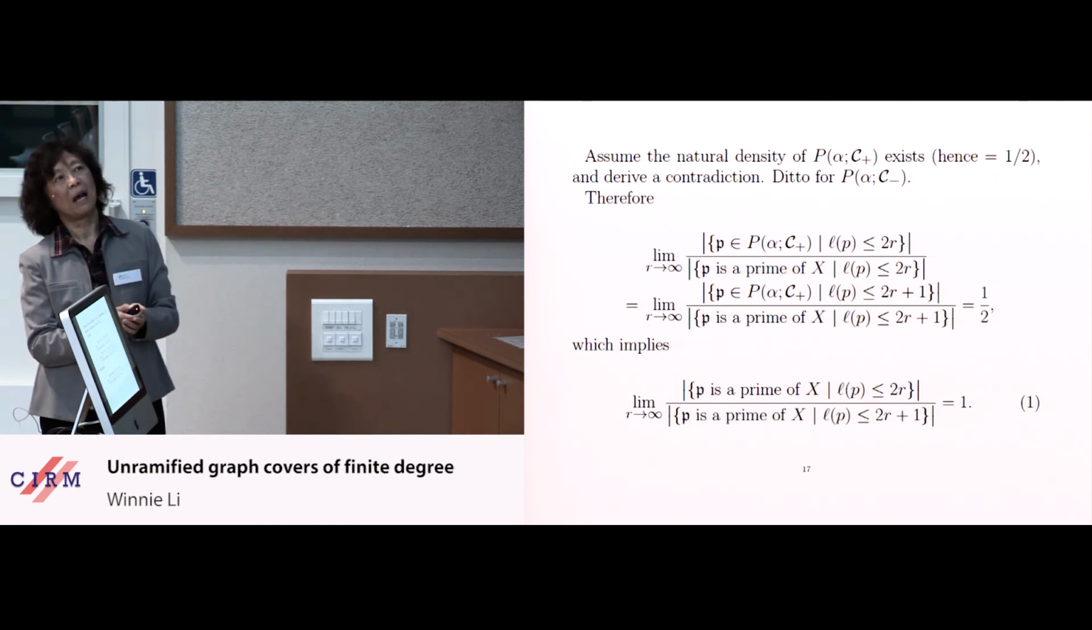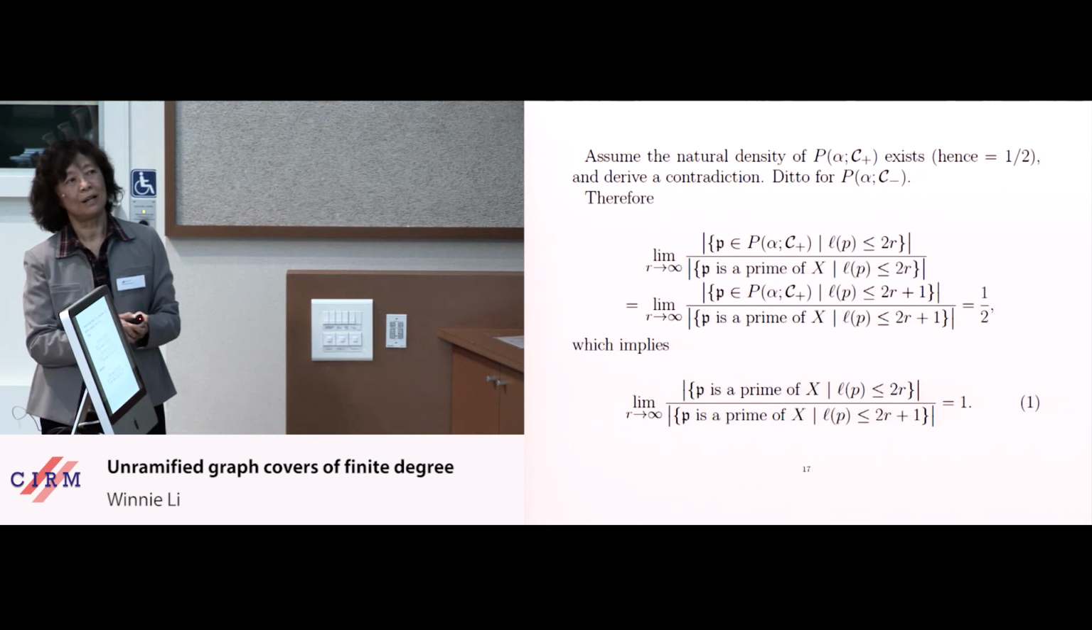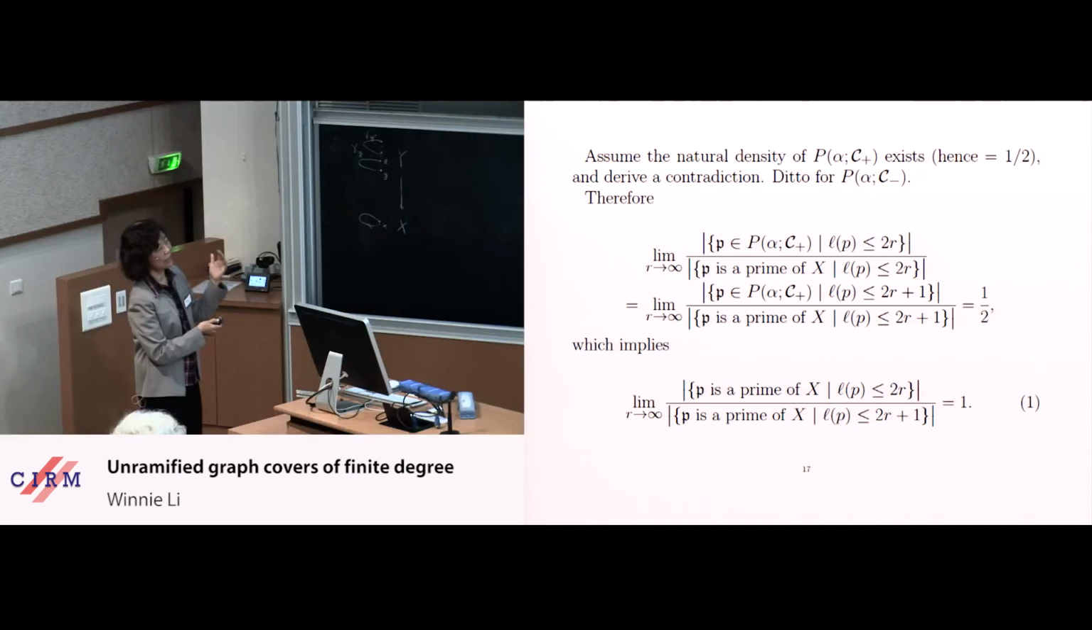But as I described, for all the primes in this class C plus, the primes have even length. Therefore, the second set is the same as the first set. So this limit tells you that the ratio of the number of primes of length bounded by the even number 2r to the number of primes bounded by the odd length 2r plus 1, as r goes to infinity, should equal 1.